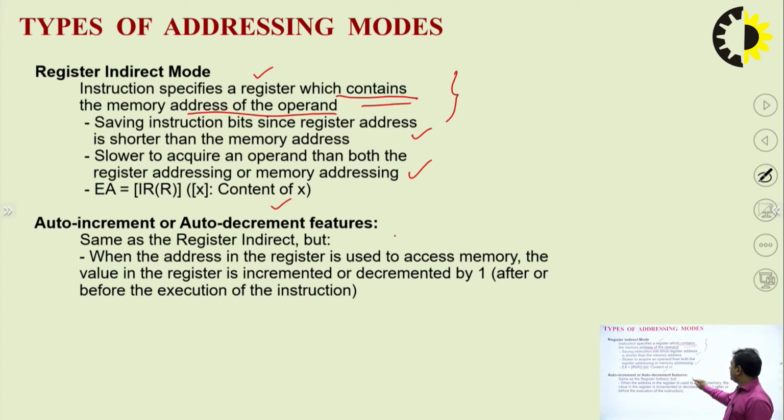Next is the auto increment and auto decrement. Again, this is a type of register indirect mode. So in this mode, we either increment or decrement the value of the register.